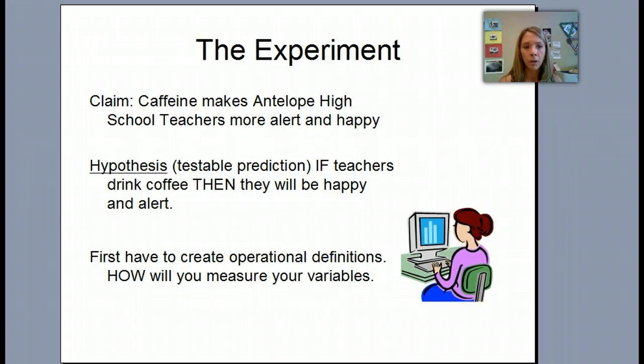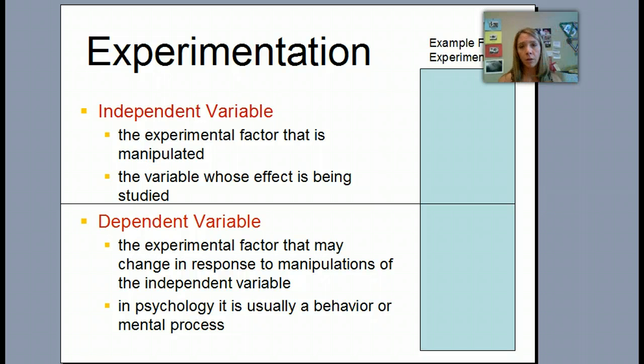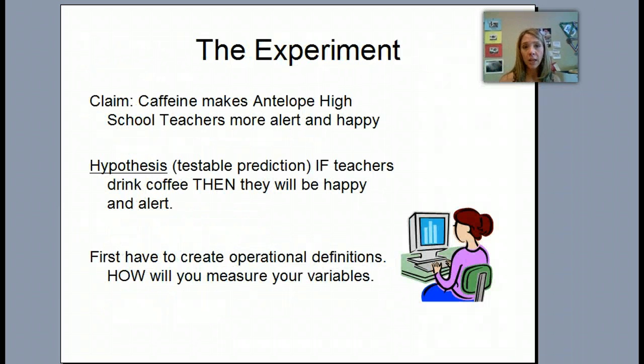So let me skip to the next slide. I'm going to talk about the variables, and then you are going to write down the examples that go back to the experiment that we're talking about. So our fake experiment that we'll talk about for the next 10 minutes.